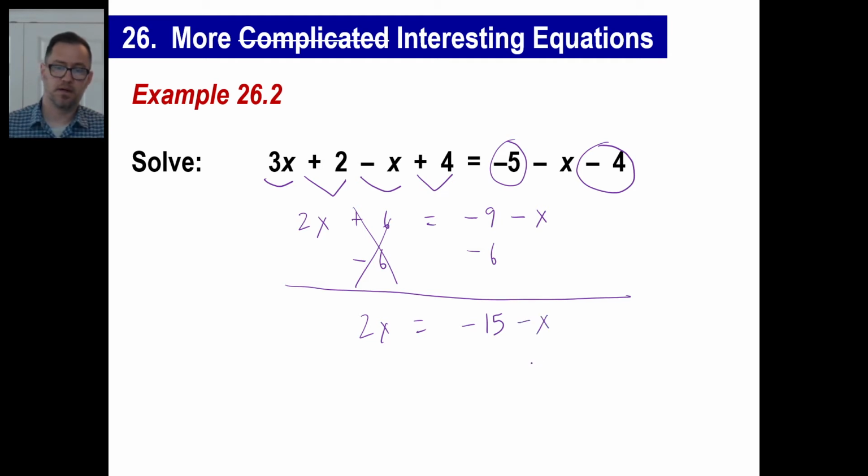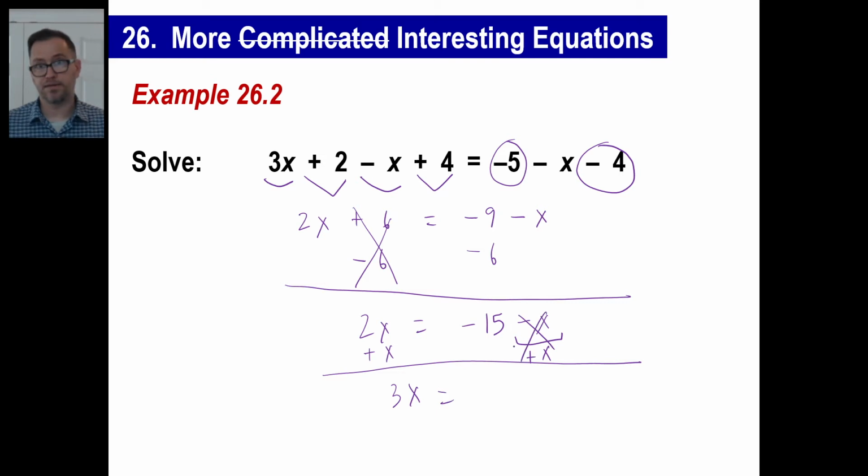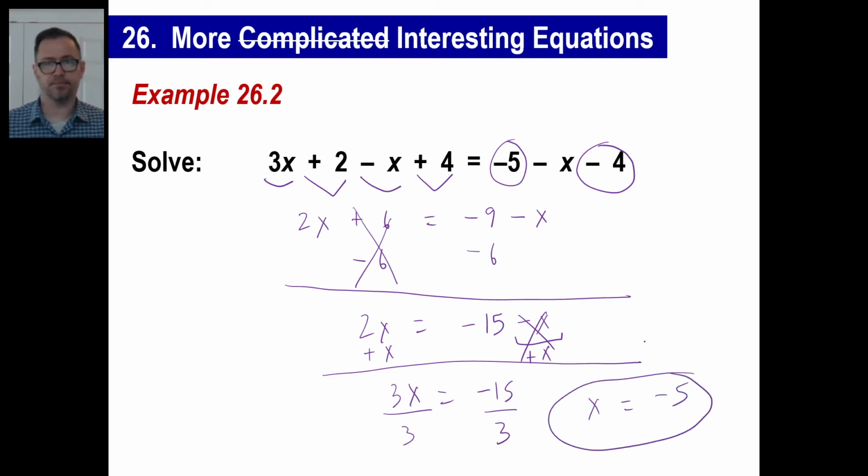Okay. Well, we do not want that negative x over there by itself. We want this over here. So to get rid of that, we're going to have to add x, and we're going to have to, of course, add x over here to make things even. Well, 2x plus 1x is 3x. These, of course, go away. That's the whole point. You get a negative 15 left. You divide by positive 3. Well, what is negative 15 divided by positive 3? Negative 5. And there we go. We solved it.